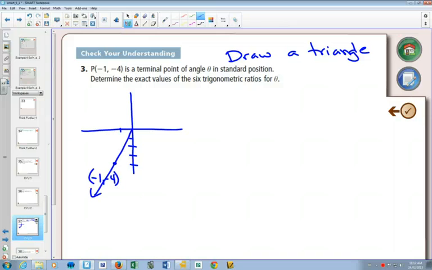And they're telling us that that point is on the terminal arm of an angle in standard position. So here would be the angle starting in standard position, going all the way over to there. That would be the angle theta. So right now we know that that angle ends in quadrant 3. And since we have the point -1, -4, we can draw a triangle with that point. That makes a right angle triangle.